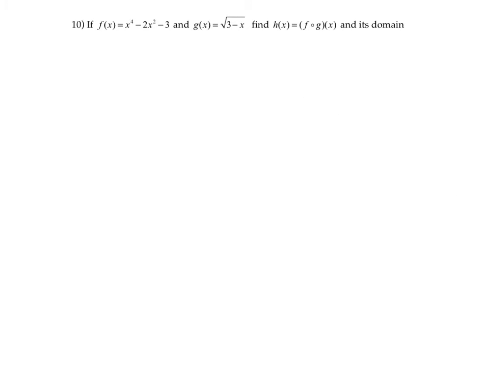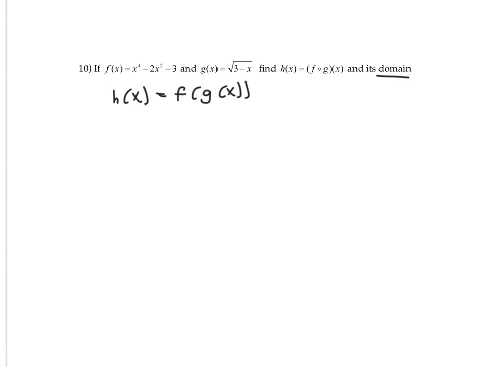Okay, and number 10, we have if f of x equals x to the 4th minus 2x squared minus 3, and g of x equals the square root of 3 minus x, we want to find the composition h of x that is equal to f of g of x. And we have to state its domain. Okay, so the first thing we need to do is actually find the domain of each of these two functions.